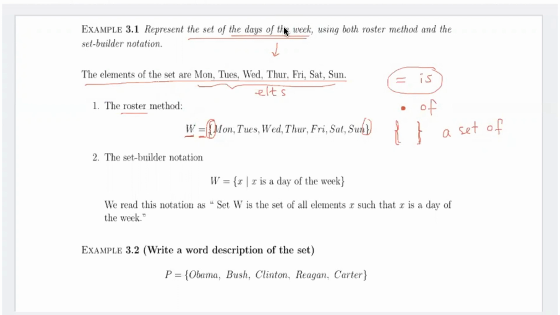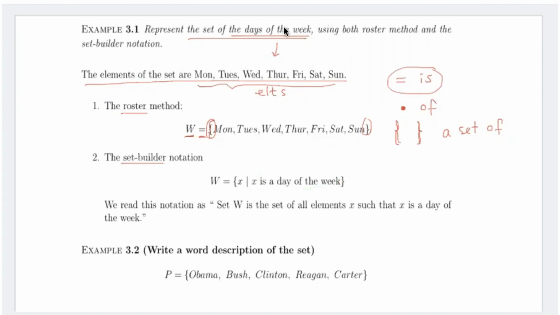So W, I take that as the week, is a set of Monday, Tuesday, Wednesday, Thursday, Friday, Saturday, and Sunday. So roster method, you're listing all the elements. You're listing everybody. That's roster method. Are we okay with that? Let's look at set builder notation. In set builder notation, we understand the meaning of these 7 guys, meaning they are days of the week. So I pick X. X represents Monday, X represents Tuesday, X represents Wednesday, Thursday, Friday, Saturday, and Sunday. So X represents everybody. So X is a day of the week.